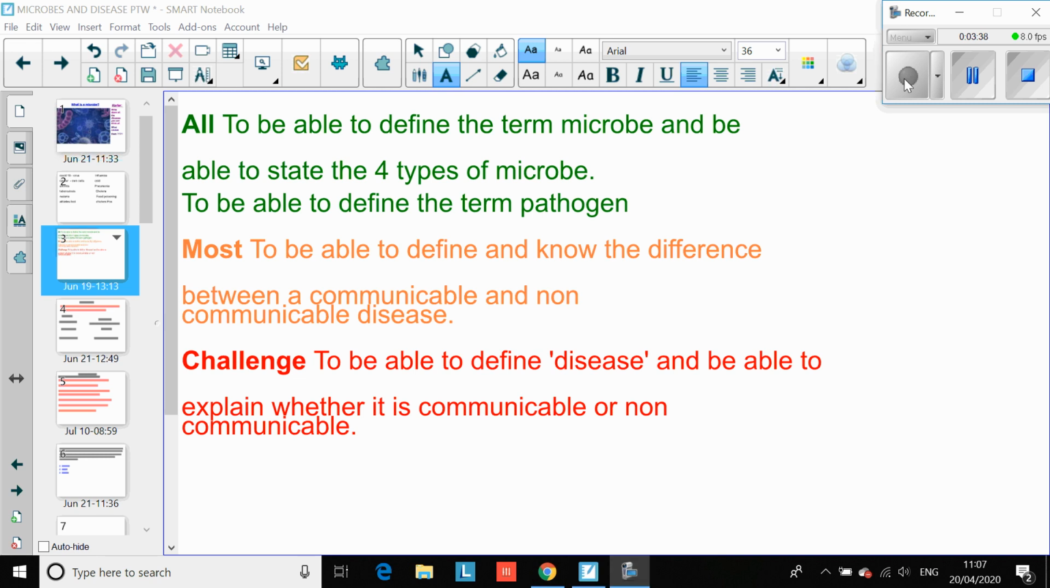Okay, so the main part of today's lesson: all of you should be able to define the term microbe and be able to state 4 types of microbe, although we're only going to concentrate on 3, and be able to say what a pathogen is. Most of you will be able to define and know the difference between a communicable and a non-communicable disease. We just touched on that just now, so hopefully you get an idea for that. And some of you should be able to define disease and be able to explain whether it's communicable or non-communicable. That means it can be transmitted.